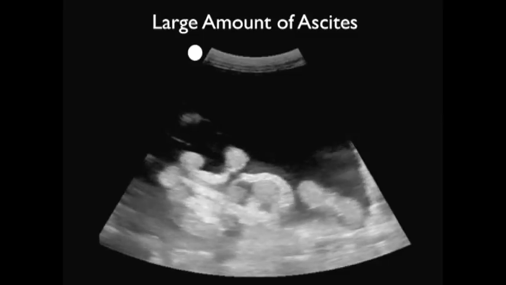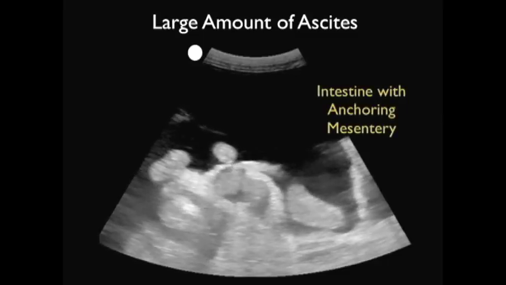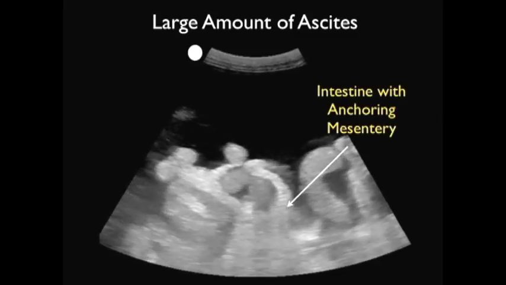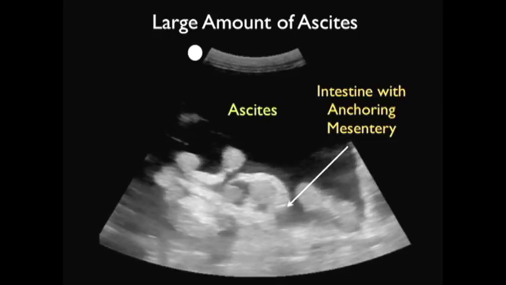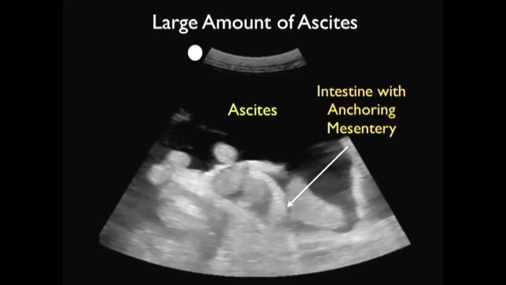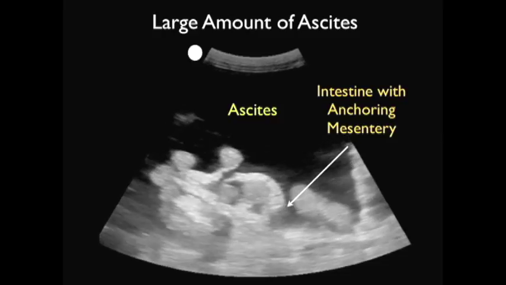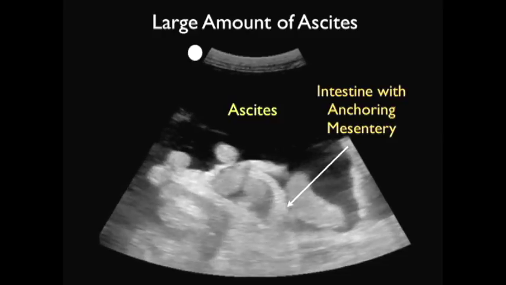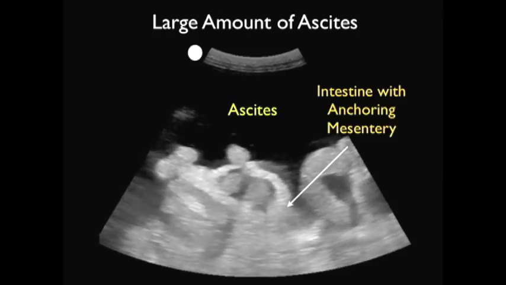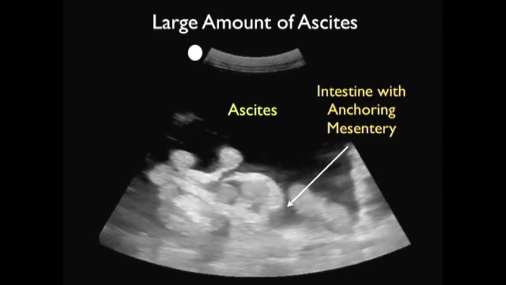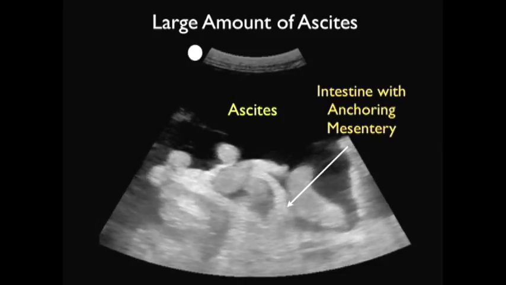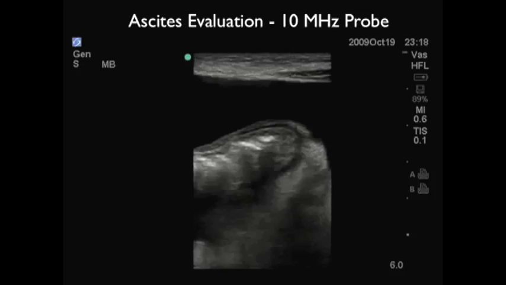This video clip shows a larger amount of ascites, and we still see the intestine with anchoring mesentery swaying back and forth as the patient breathes, but notice it's very deep in this location, and there's a large amount of ascites anterior to the intestine and the anchoring mesentery. So we could safely perform a paracentesis procedure from this location, and the needle could go pretty deeply into that ascites pocket without any intestinal perforation.